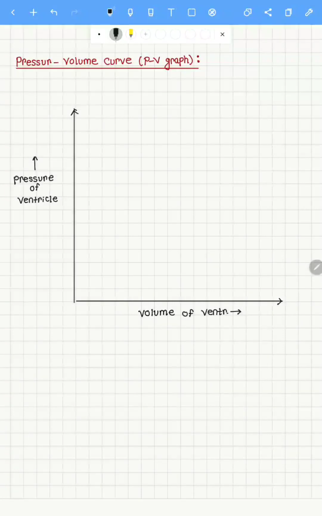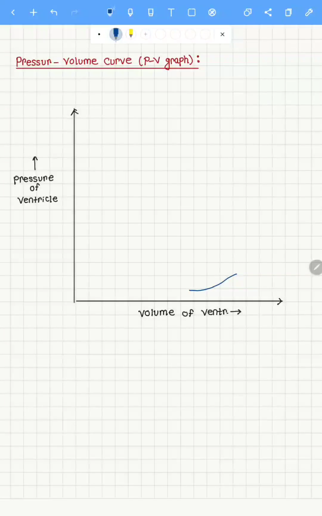Now let's start with the first phase. Remember people, the first phase was of atrial contraction. In this phase, the blood from atria will be ejected to the ventricle. That's why the ventricular pressure will increase a little bit. So let's denote this in the graph, using a different color. The ventricular pressure is increased a little bit.